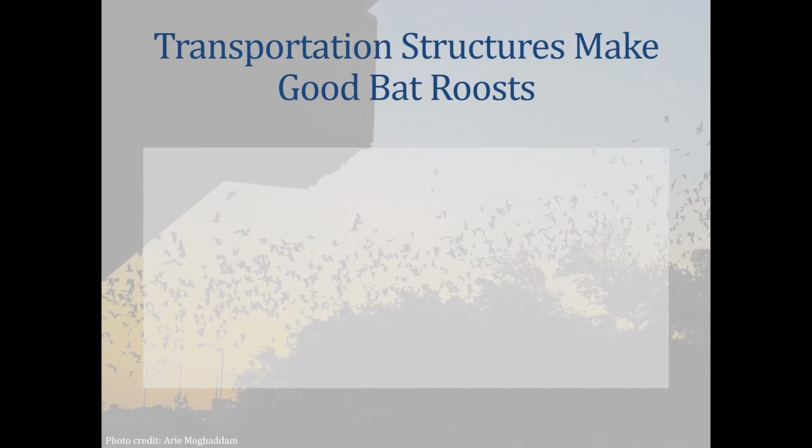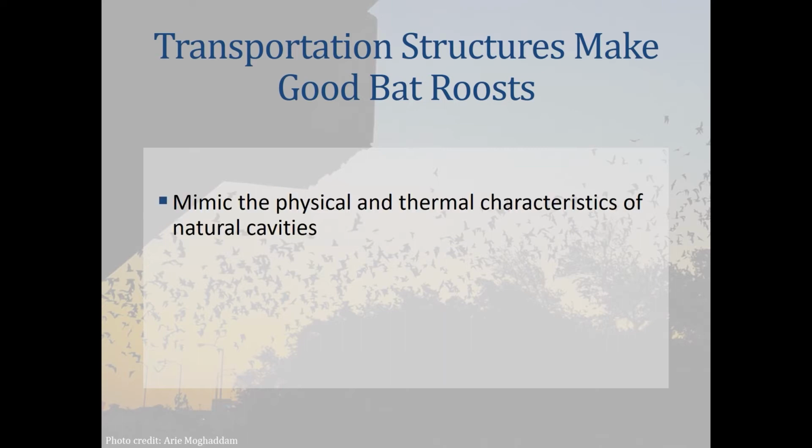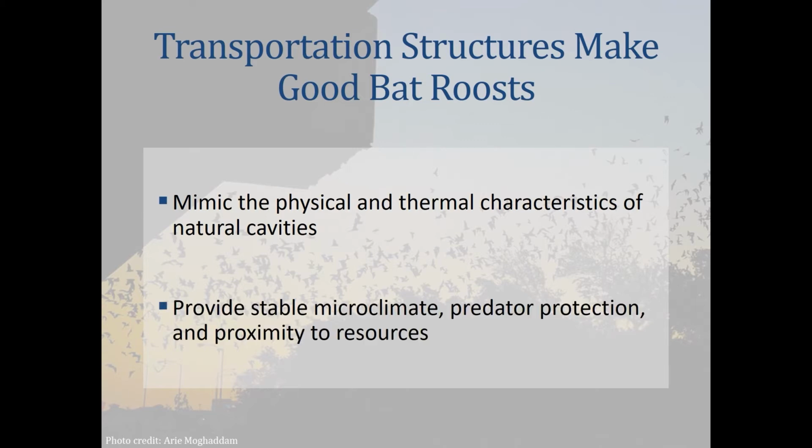Transportation structures make good bat roosts because they contain cracks and crevices that mimic the physical and thermal characteristics of natural cavities. Transportation structures can provide a stable microclimate, predator protection, and proximity to elemental resources such as access to drinking water and foraging habitat. The thermal stability of many transportation structures likely factors into reproductive females selecting them for maternity roosts.